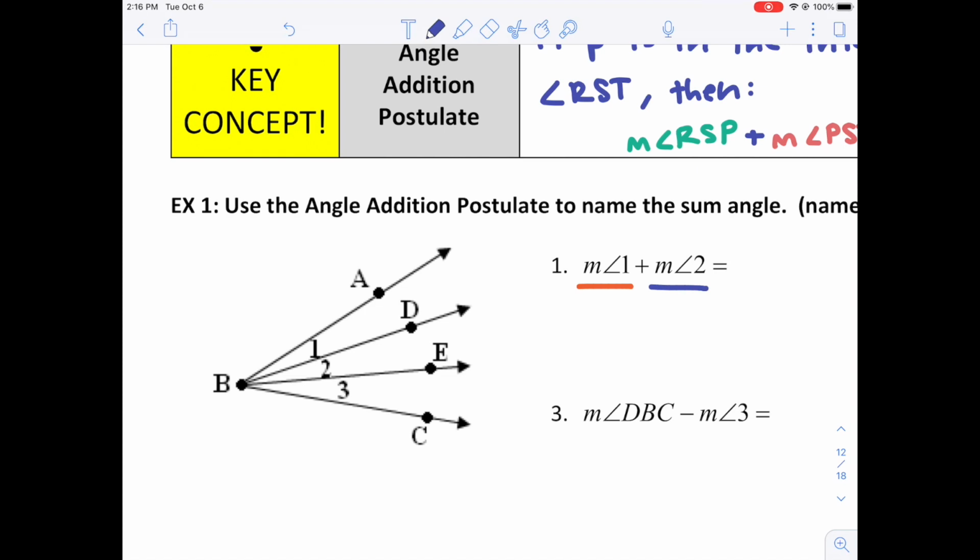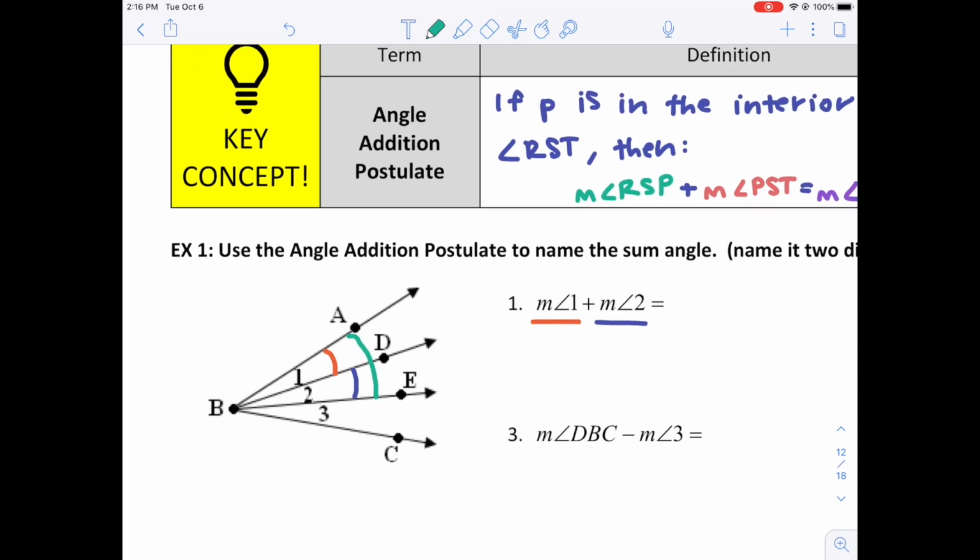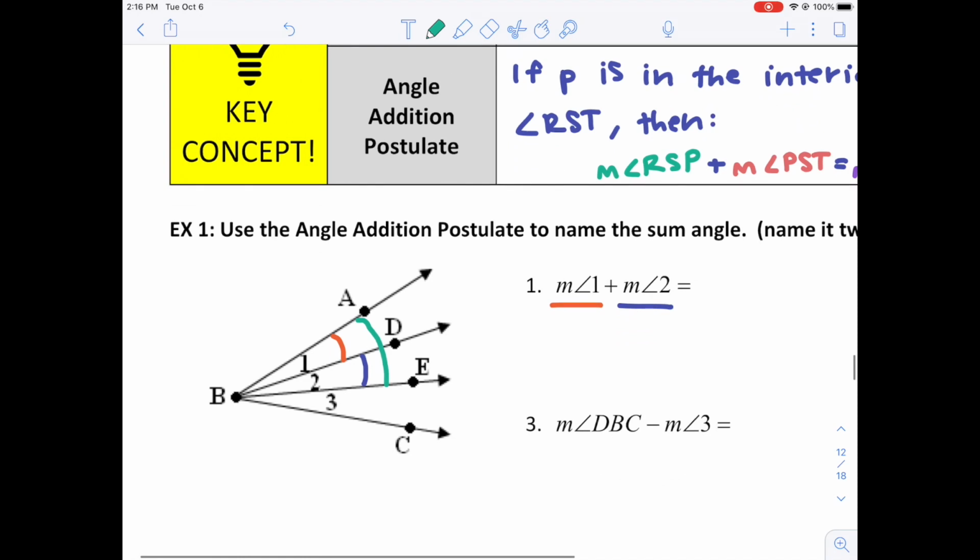We are told that we have the measure of angle 1 plus the measure of angle 2. So I'm going to go ahead and add that to our diagram. Measure of angle 1, I'm going to do in orange. Measure of angle 2, I'm going to do in that navy color. So I'm taking those two smaller angles and adding them up. We need to figure out what the whole is going to be. It's got to include angle 1 and angle 2. So that means the whole is going to be the measure of angle ABE, because that is the angle that you get when you add up angle 1 and angle 2.